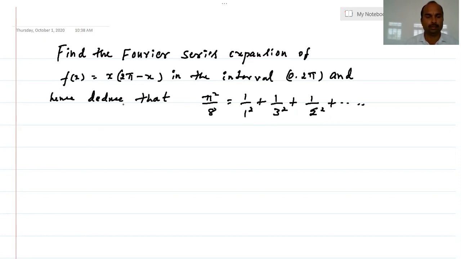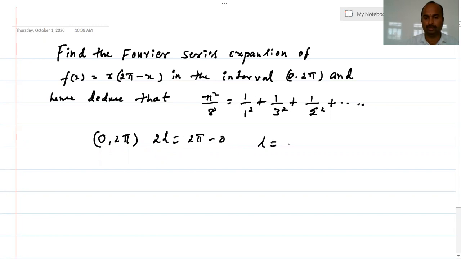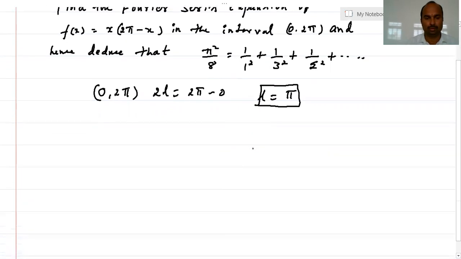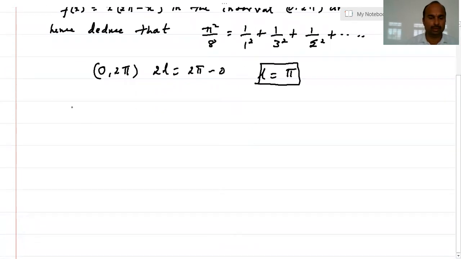So here the interval is given, that is 0 comma 2 pi. So what is the length of the interval? The length of the interval is 2l. So 2l is given by 2 pi minus 0, which implies l is equal to pi. So we got the l value. Now I'll find out a naught, an and bn.